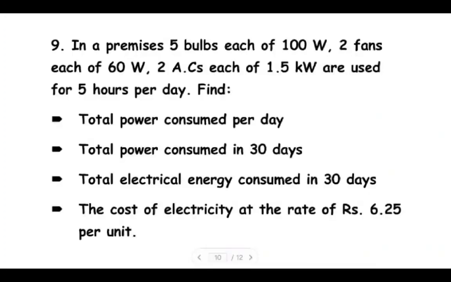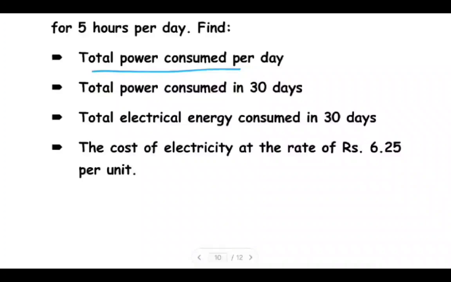Let's see what we have next. In a premises, 5 bulbs each of 100 watts, 2 fans each of 60 watts, 2 ACs each of 1.5 kilowatts are used for 5 hours per day. Find the total power consumption. What do we have to do, children? Just add up all of them. So my first part is total power consumption.